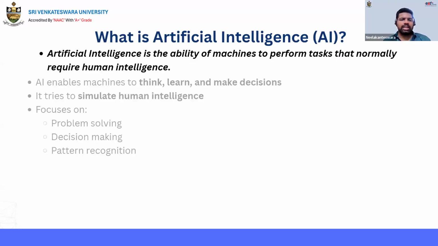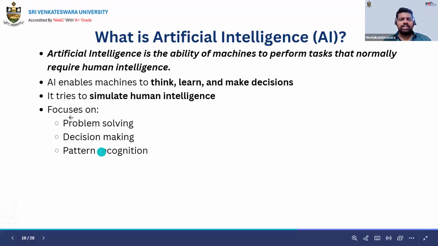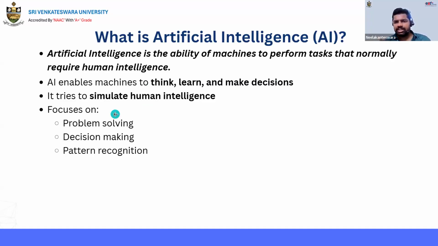That's what is meant by AI: artificial intelligence enables machines to think, learn, and make decisions. It tries to simulate human intelligence. That means what humans can do, it can do. Not exactly, but perfectly. That's what we will see in the next class. It focuses on what humans can do.